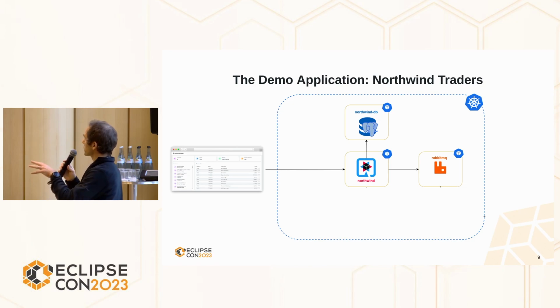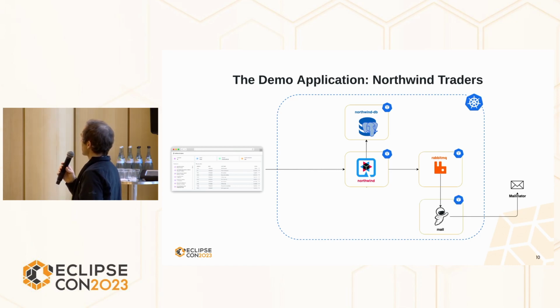Yeah. So the application actually uses RabbitMQ. The user creates orders. Those orders are queued in a RabbitMQ queue, and the queue is then consumed by another microservice, the mail microservice, that is going to send emails.